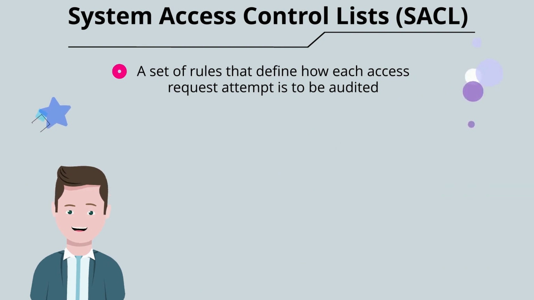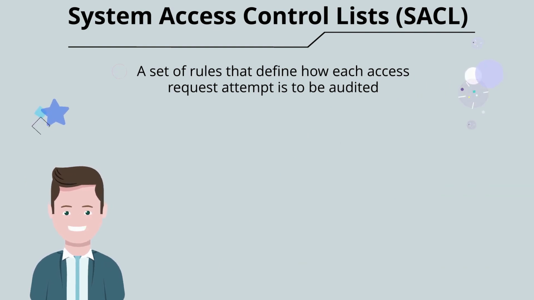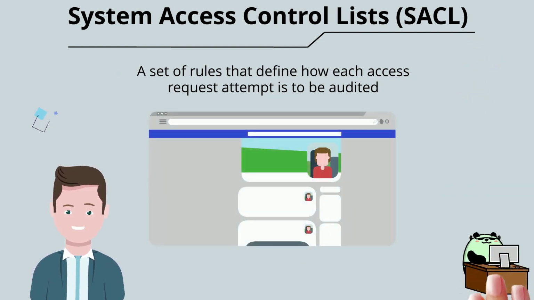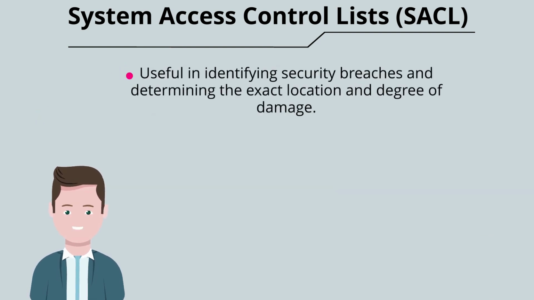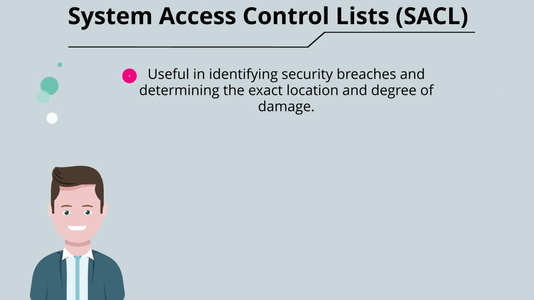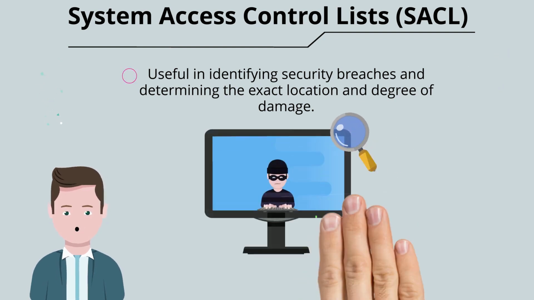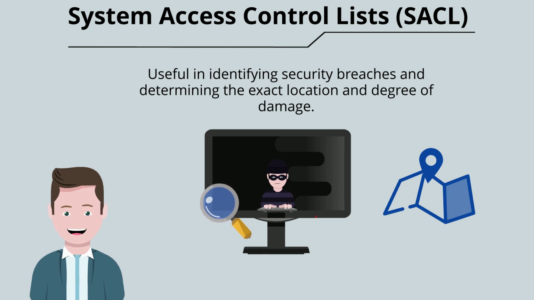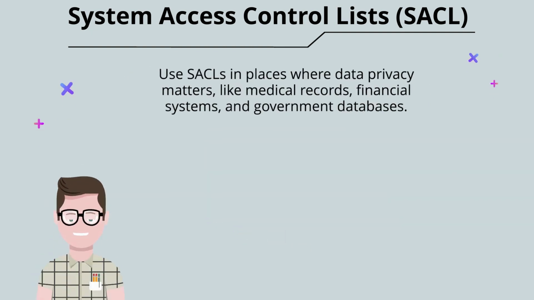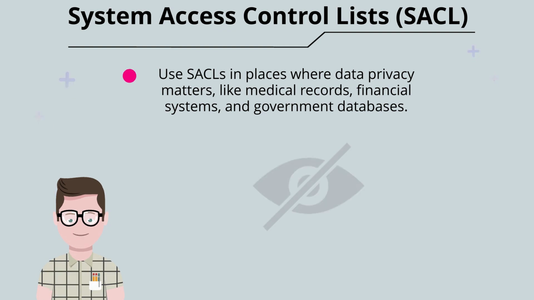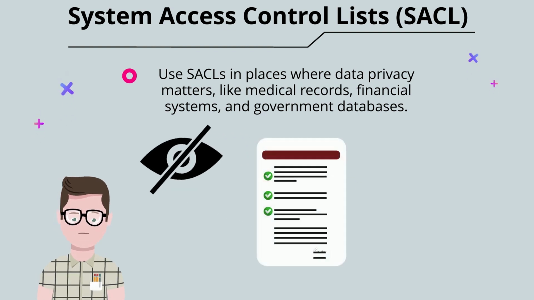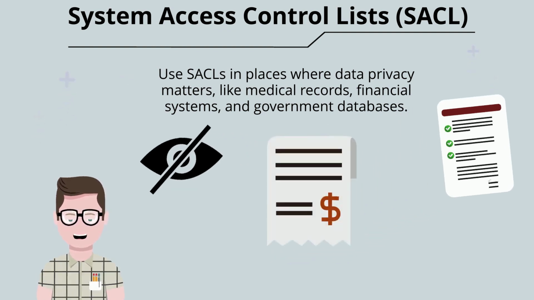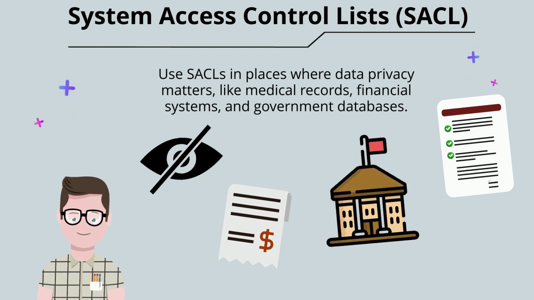Next is SACL. SACL is a set of rules that define how each access request attempt is to be audited. It is useful in identifying security breaches and determining the exact location and degree of damage. Use SACLs in places where data privacy matters, like medical records, financial systems, and government databases.